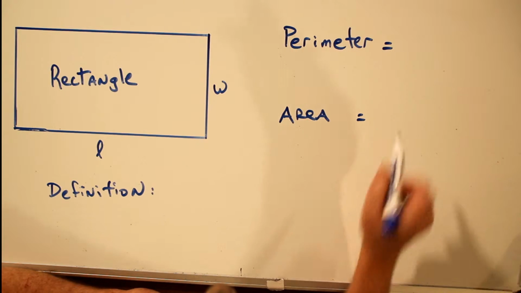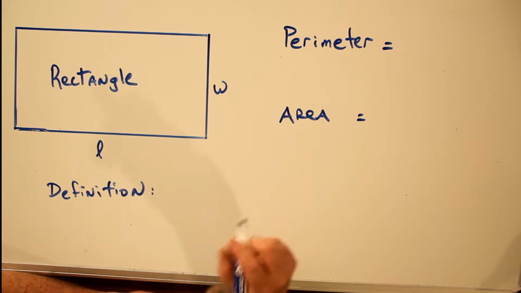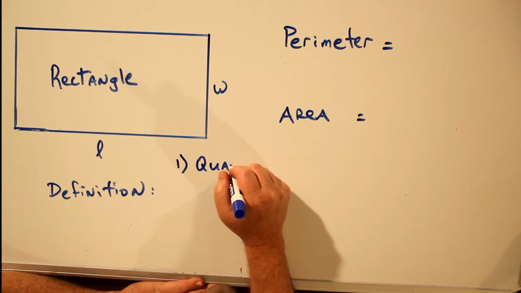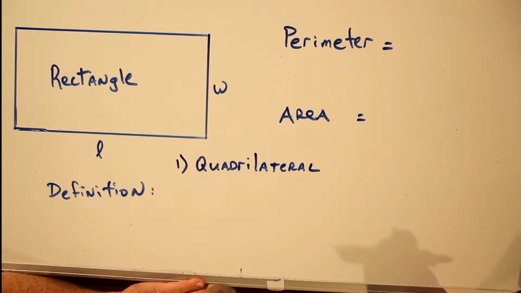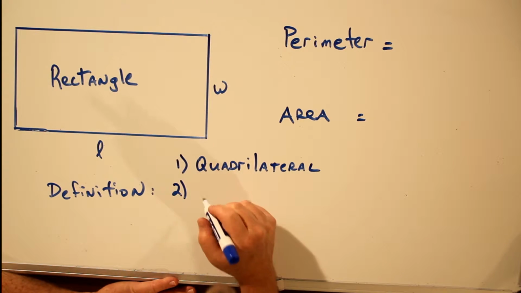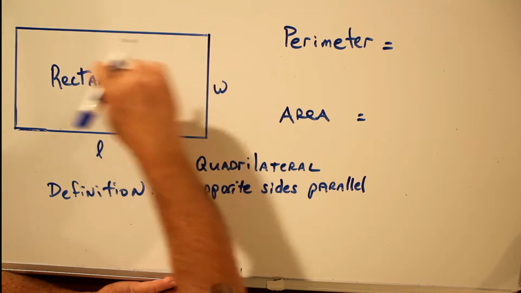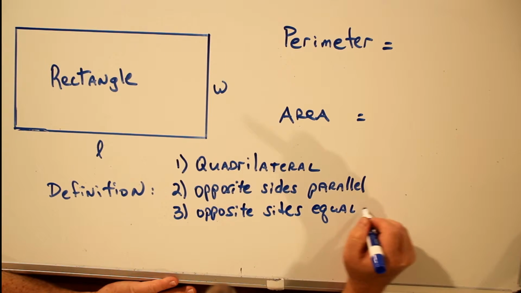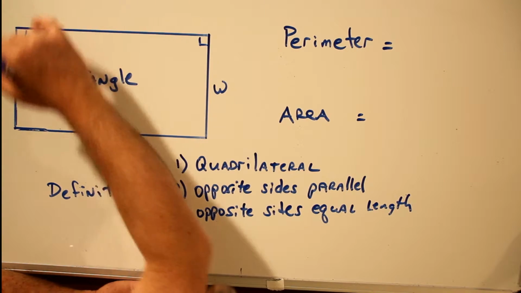How do we find the perimeter and area of a rectangle, and what is the definition of a rectangle? Let's start with a definition. A rectangle is first a quadrilateral. Quad means 4. Quadrilateral means having 4 sides. Secondly, opposite sides of a rectangle are parallel to each other. Third, opposite sides of a rectangle are equal length. Fourth, there are 4 right angles in a rectangle.